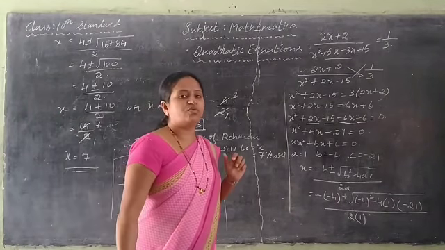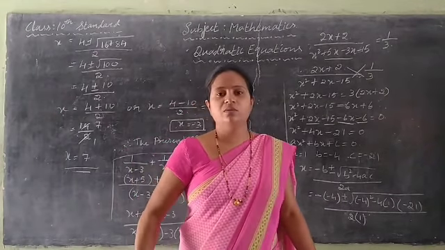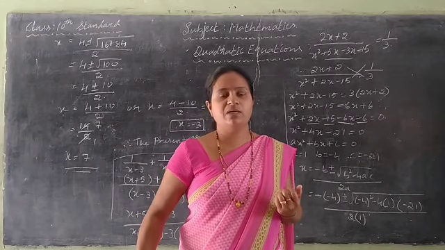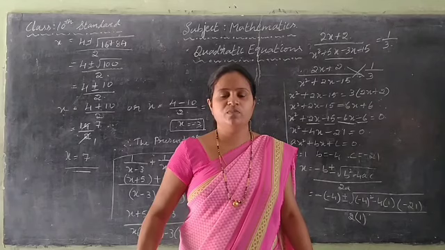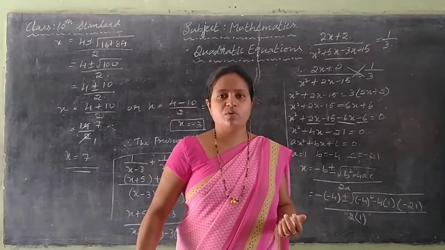So here we have to find out the present age of Rahman. So we have considered the present age of Rahman as x, children. Therefore the age will be 7 years. Got it? Okay. Now we should take up the next problem, children.